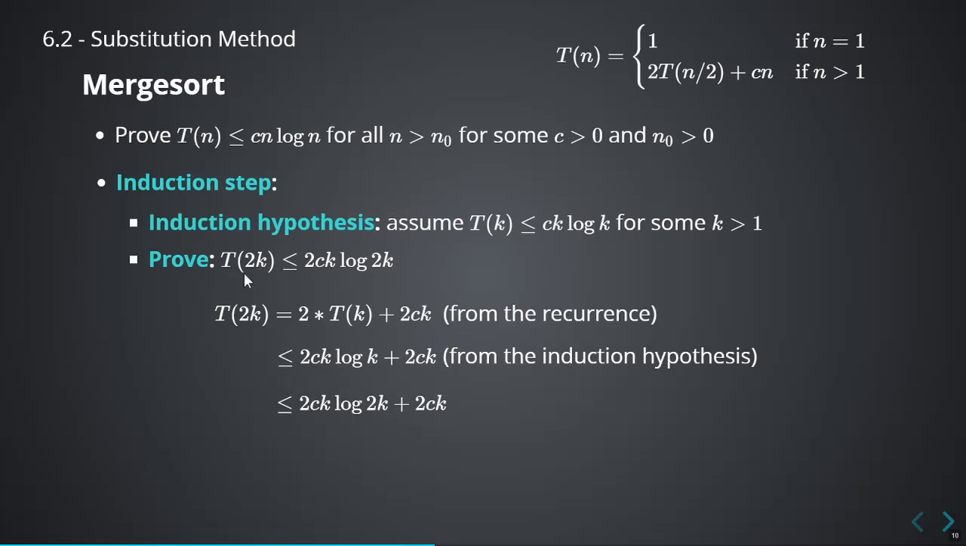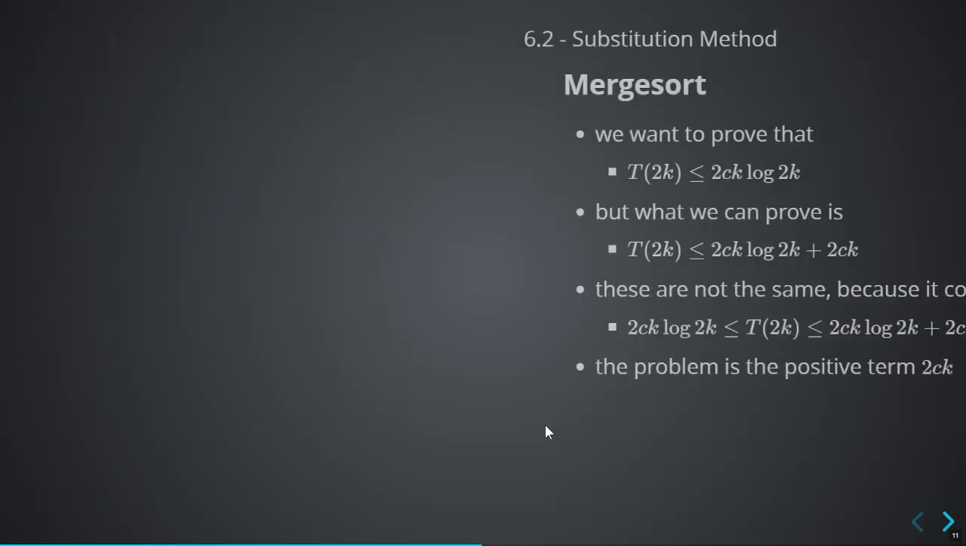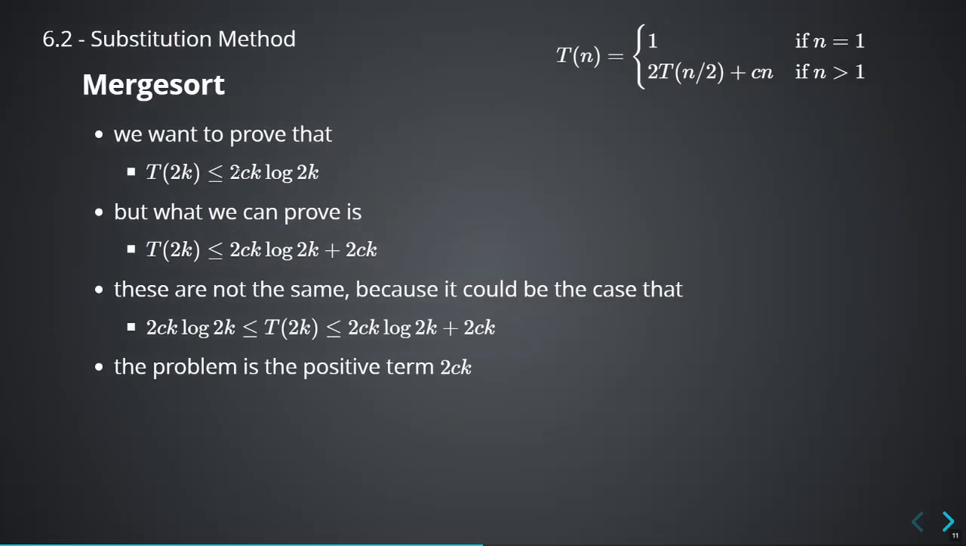So can you show that T2k is less than or equal to 2Ck log 2k? You actually can't. Why can't you? Well, you want to prove that T2k is less than or equal to 2Ck times log 2k. But what you have there is 2Ck log 2k plus 2Ck. These are not the same thing. You can't prove the first one from the second one. Why? Because it could be the case that T2k is somewhere between 2Ck log 2k and 2Ck log 2k plus 2Ck. Right? Because this is the problem here. Your positive term, 2Ck, that's your problem. So we can't do an induction like that. We have to do something else.